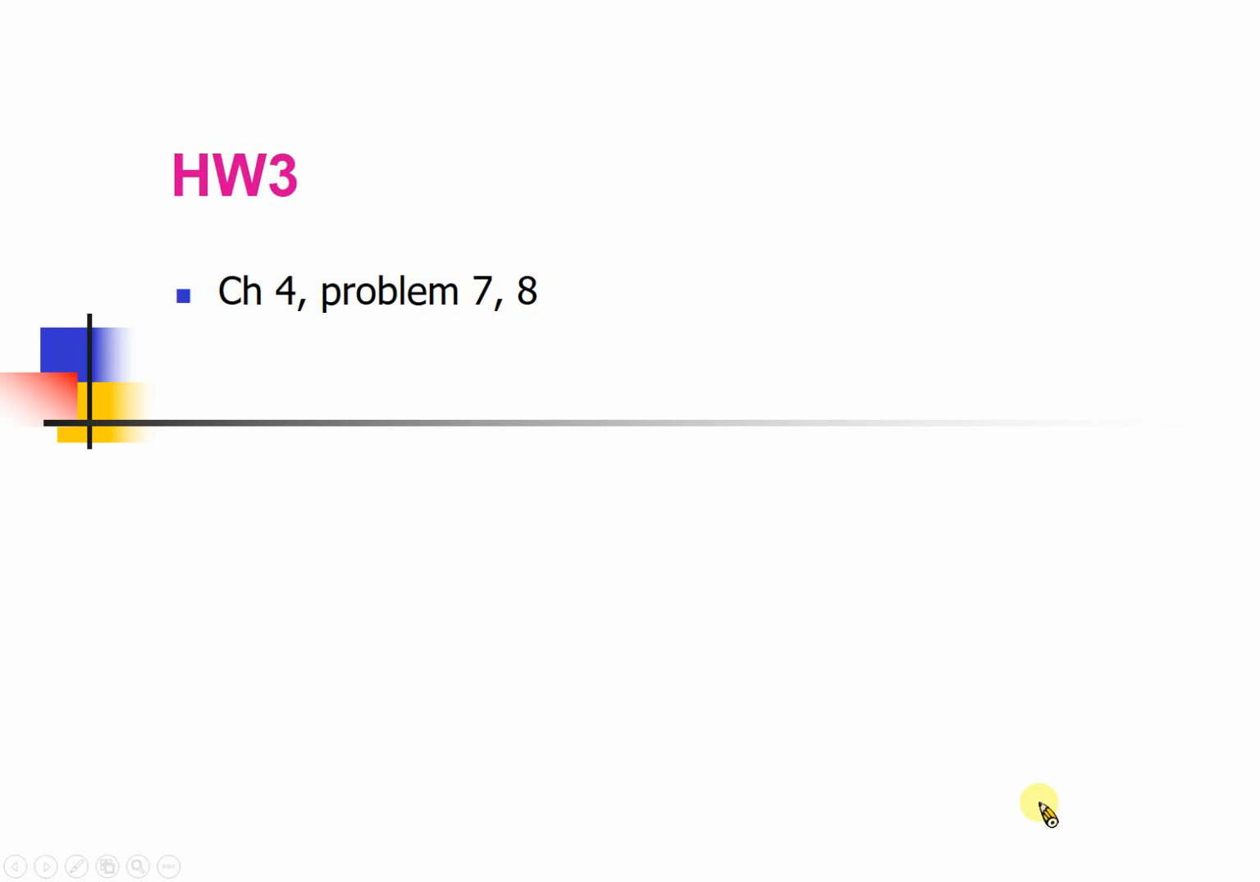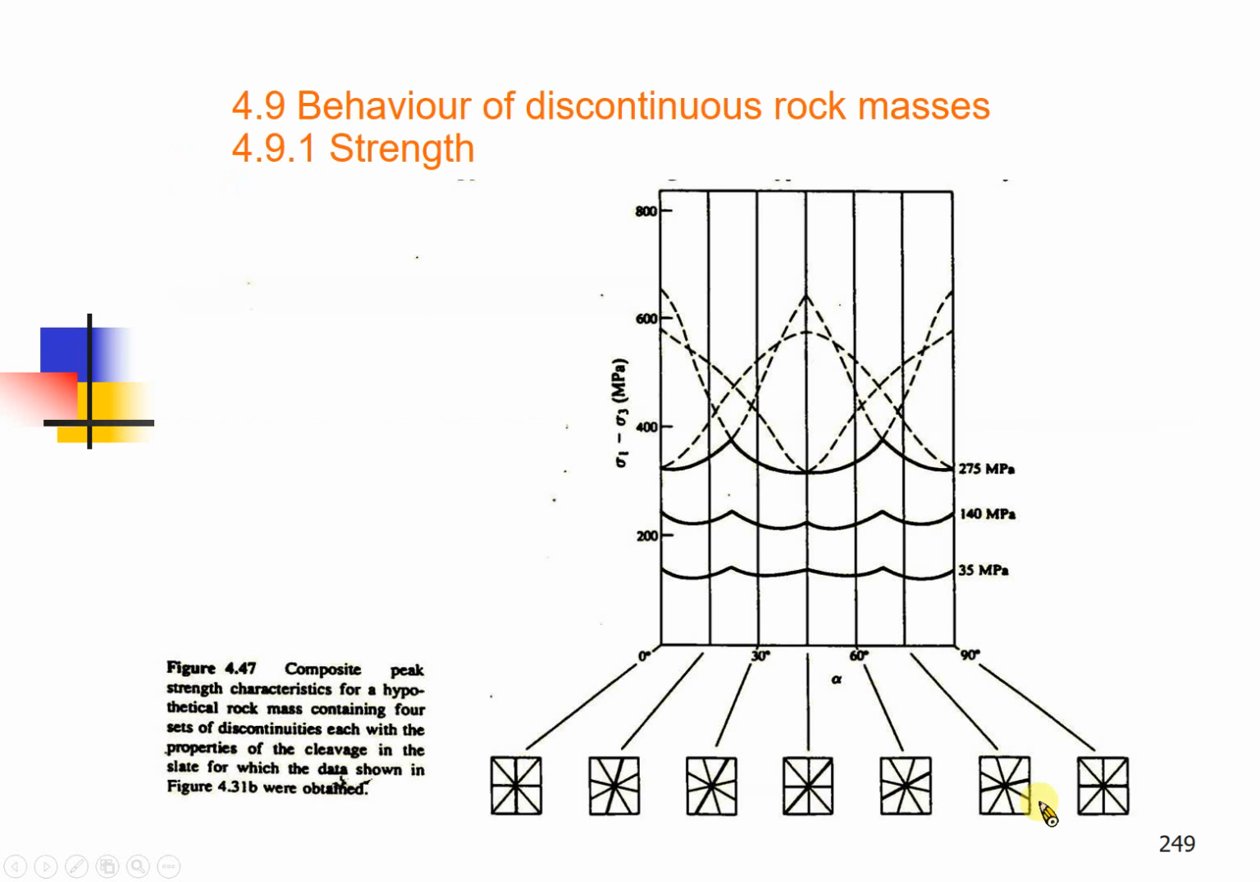How much time is left for this hour? Is it on time or not? 对不对？还有3分钟。I think we can stop here, okay?